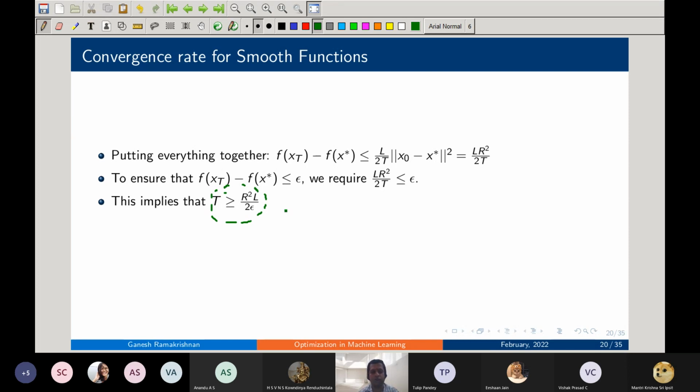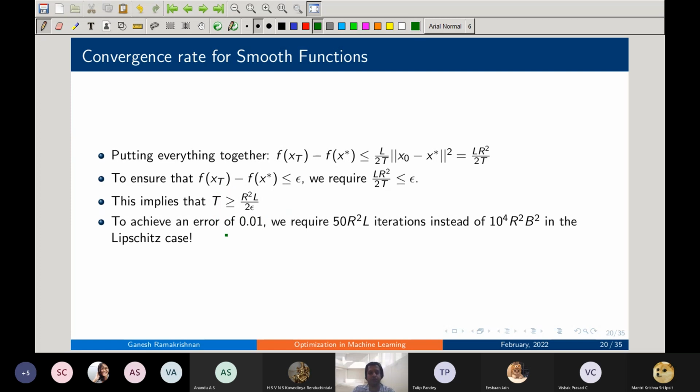Okay, so what does this translate to? For an error of 0.01, we need 50 r square L iterations. This is from the 2 epsilon. In the Lipschitz scale, it was 10,000. Okay, so we see it's a significant reduction. At least so many iterations we require. Significant reduction though.